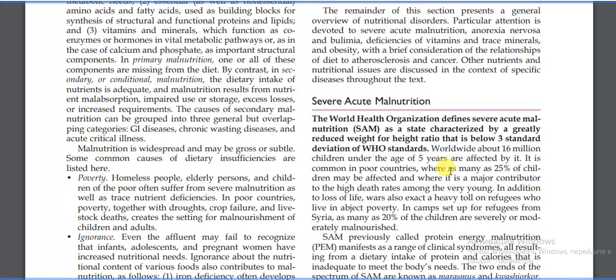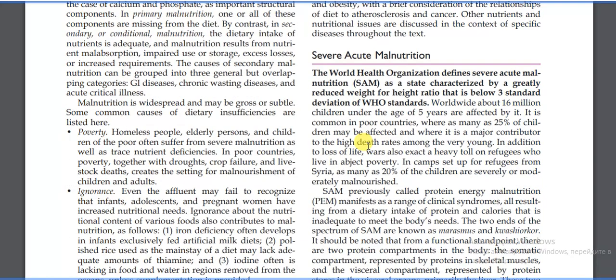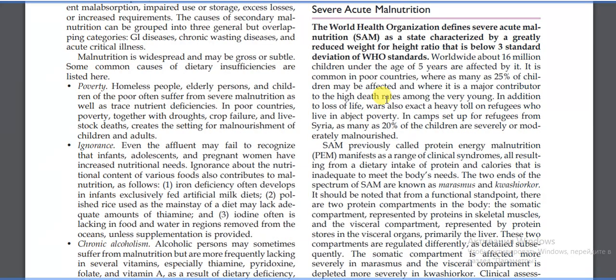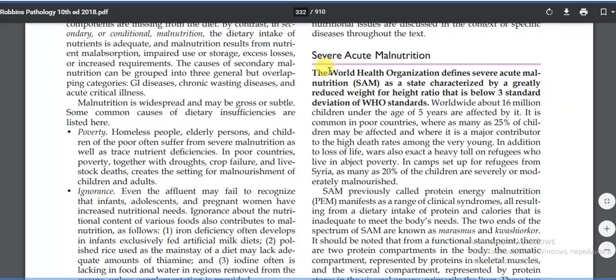Okay, let's talk about severe acute malnutrition. Let's start with the World Health Organization. It defines severe acute malnutrition as a state characterized by a greatly reduced weight, or a high ratio, that is below 3 standard deviations of WHO standards.